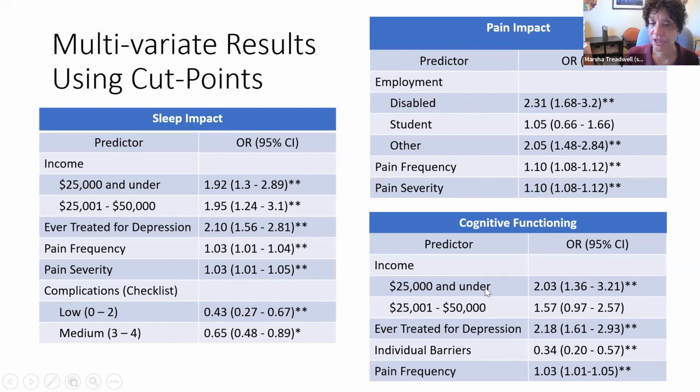And then for cognitive functioning, we found that lower income again, treatment for depression, and pain frequency were associated with greater impairments in cognitive functioning, and that fewer barriers to care was protective, so that people who had fewer barriers to care had better functioning. So even though we're calling these predictors, it's really an association, because all the variables were entered into the model at the same time. So it's not really that this is a predictor, it's just highly associated.